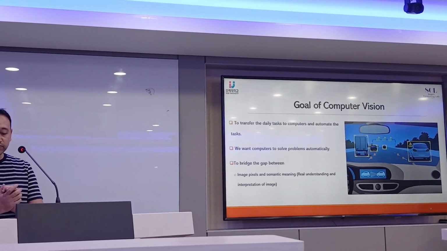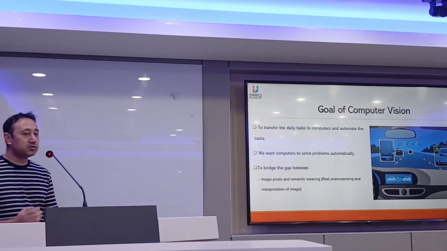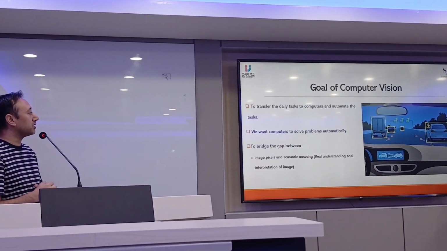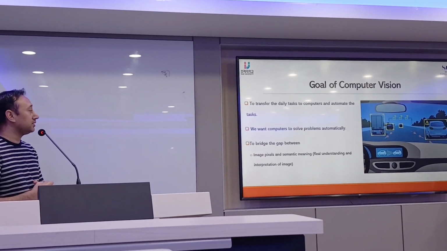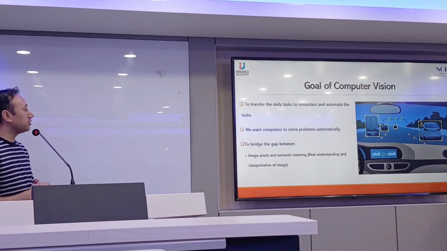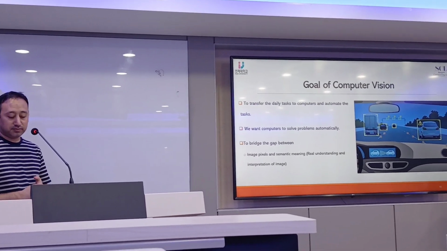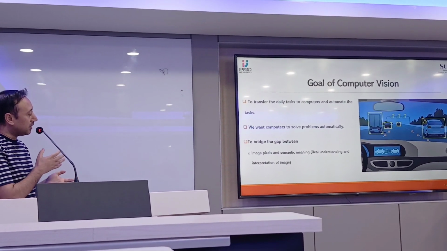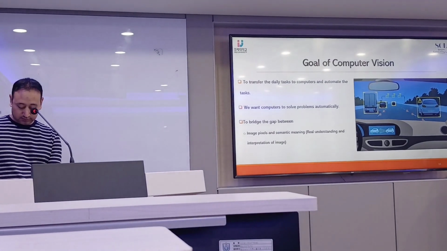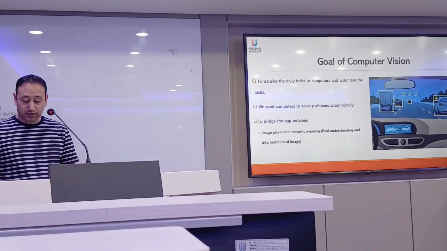So, the goal of computer vision. What do we actually want? We want to transfer daily tasks to computers and automate the tasks. This is the main objective of computer vision. And we want computers to solve problems automatically. It bridges the gap between the image pixels and semantic meaning. So this is the main goal of computer vision.